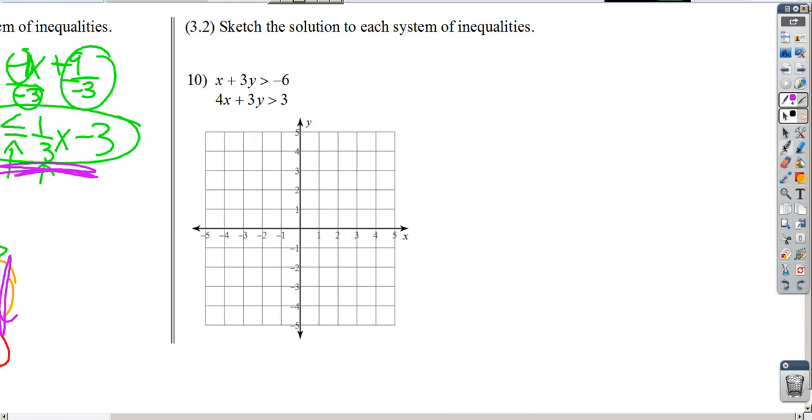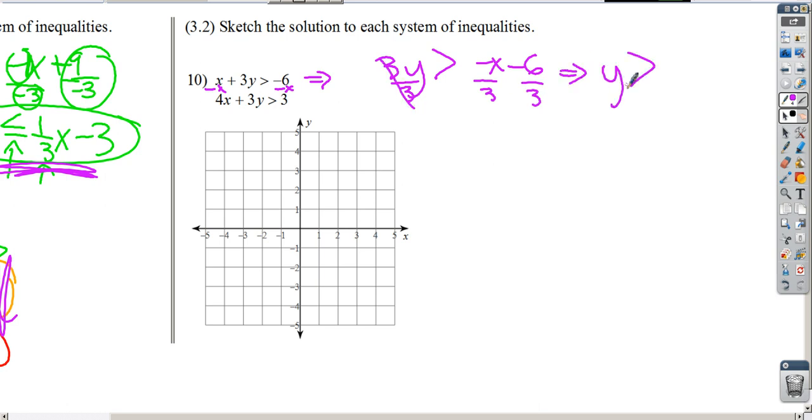Okay, 10 is done the same way. We will put each of these in slope-intercept form, so let's subtract x from both sides. We'll get 3y greater than negative x minus 6, and then we'll solve for y by dividing by 3. So we're going to get y is greater than, this is negative 1 over 3, so negative 1/3 x. And then negative 6 over 3 is minus 2. So there's our first equation.